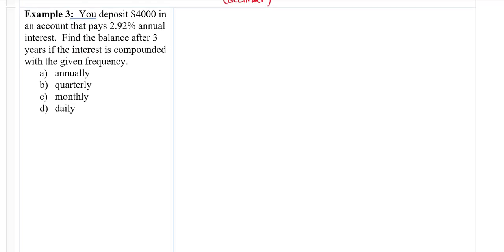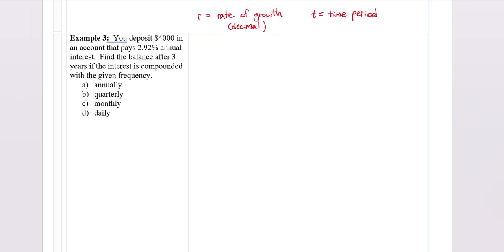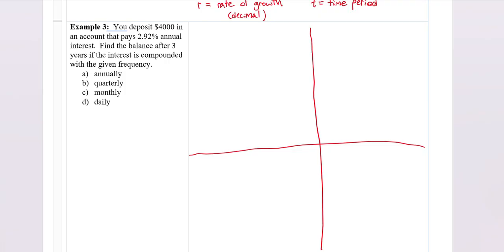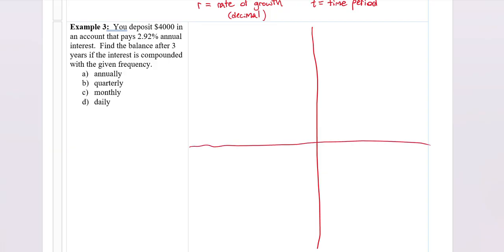So what we have here is we're going to do 4 examples. So what I want you to do with your paper here, I'm actually going to zoom out a little bit so we can see better. I want you to take your paper and I want you to divide it into 4 quadrants. Not my best straight lines. Let's try that again. So we have 4 quadrants. So we're going to do one problem for each quadrant. So we're going to do A, B, C, D.